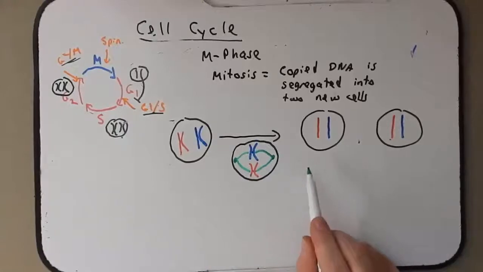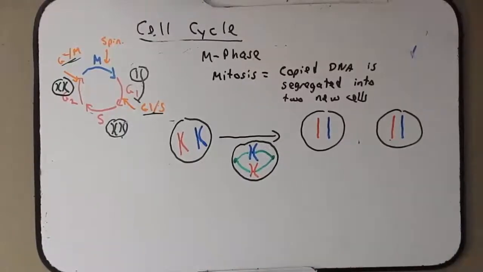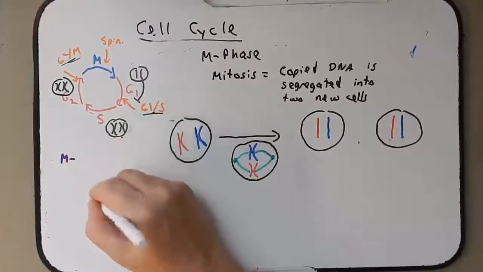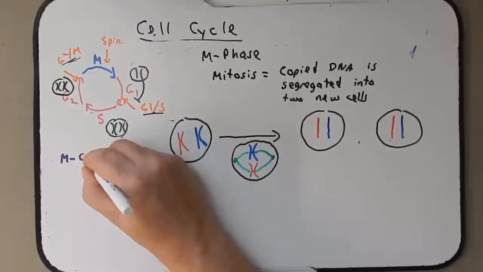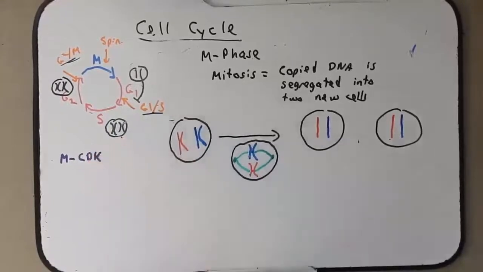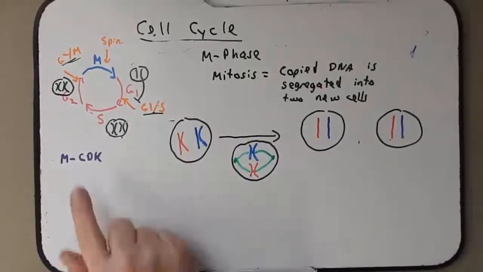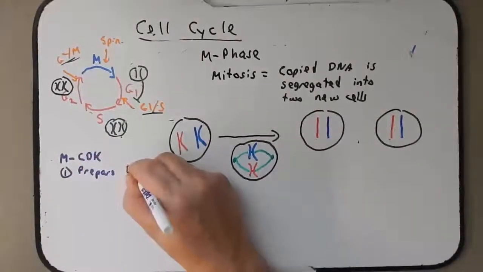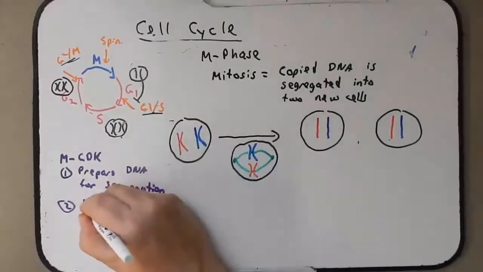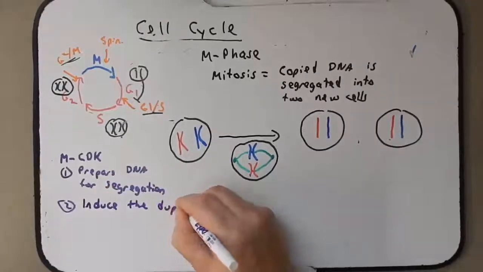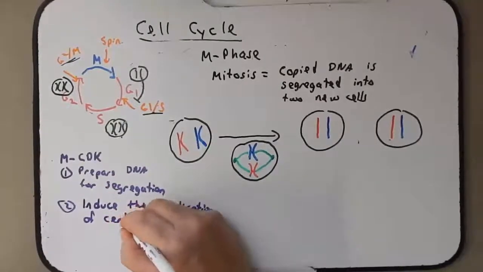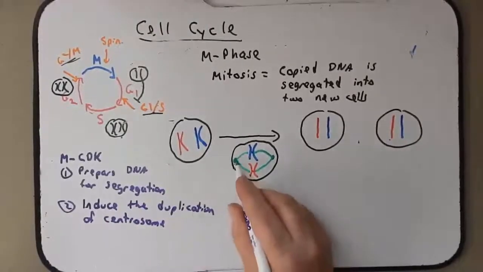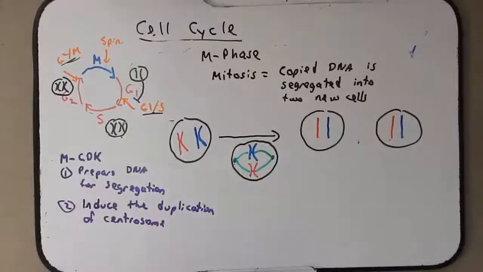But how does the cell know when to do this? And I know you will probably be very shocked to hear that it's all going to be triggered by this enzyme called MCDK. I hope you were sitting down when you heard that news. So what does MCDK do? It will prepare DNA for segregation, and it will also induce the duplication of the centrosome. These structures here. Prior to this, they just exist as a single structure, but then they get copied. And MCDK will do that.